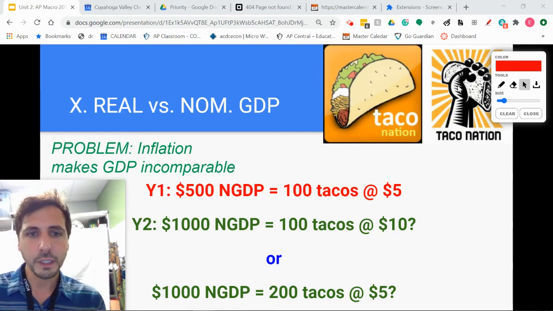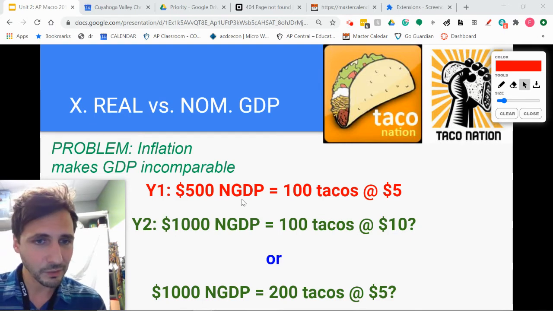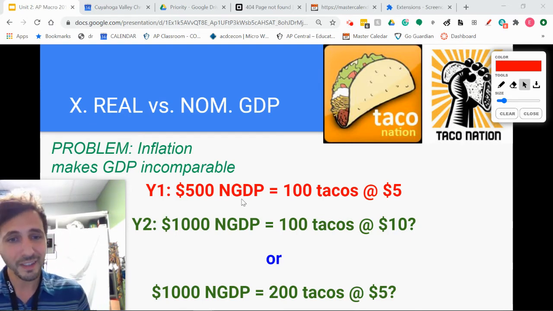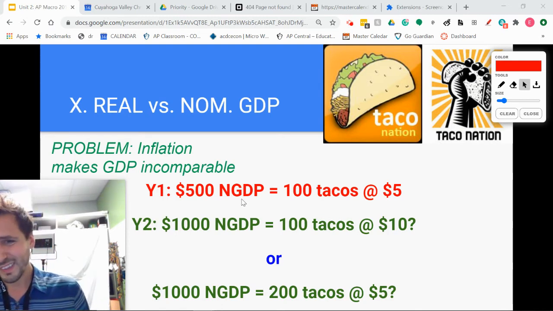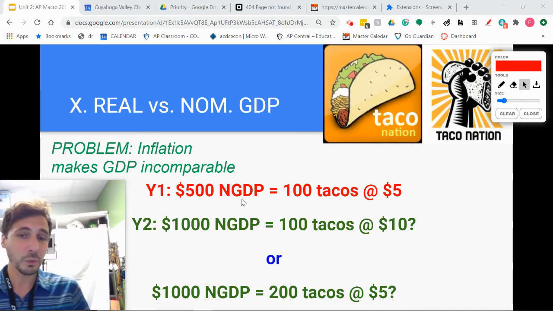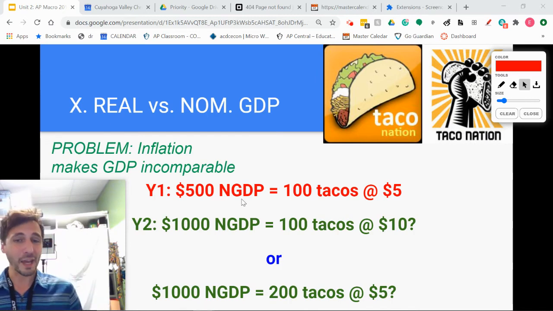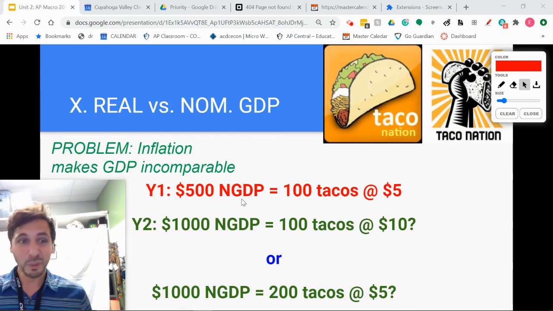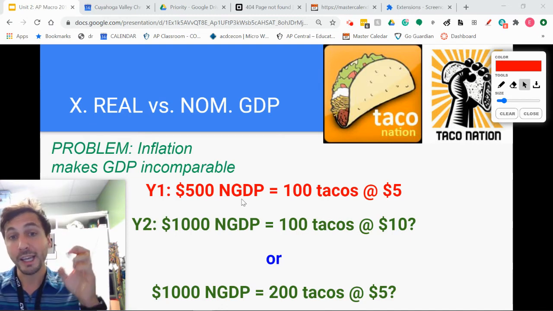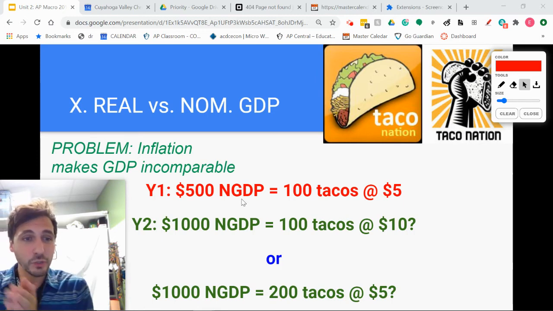For example, if in year one I sold $500 of GDP, which is 100 tacos at $5, and in year two I have $1,000 of GDP, which is 100 tacos at $10. Is that what actually happened in year two? Or could it be $1,000 of nominal GDP is 200 tacos at $5? Or $1,000 of nominal GDP is 1,000 tacos at $1? We don't really know what's going on with our production when we look at nominal GDP. When I adjust for inflation, I can actually compare year to year because the changes are production.